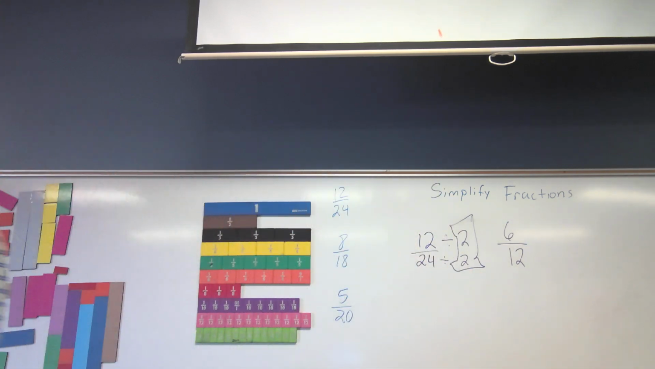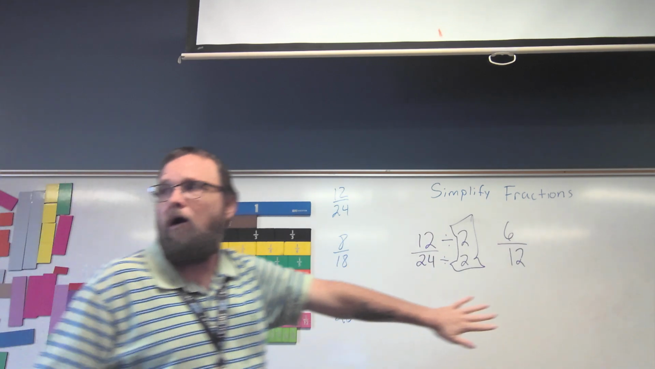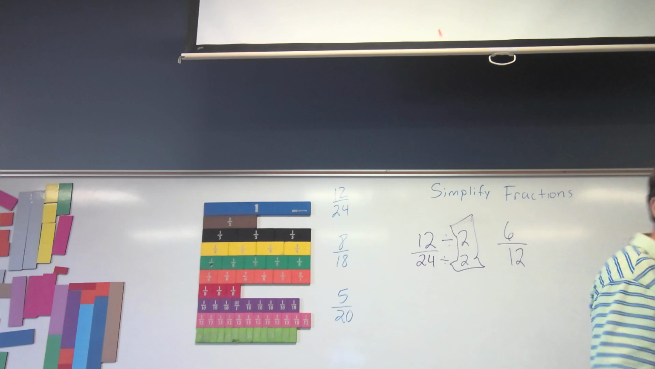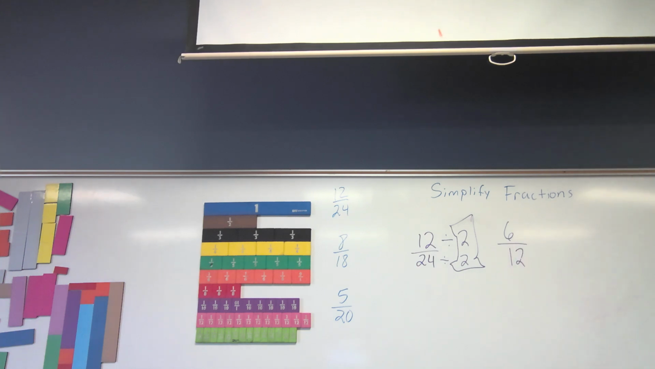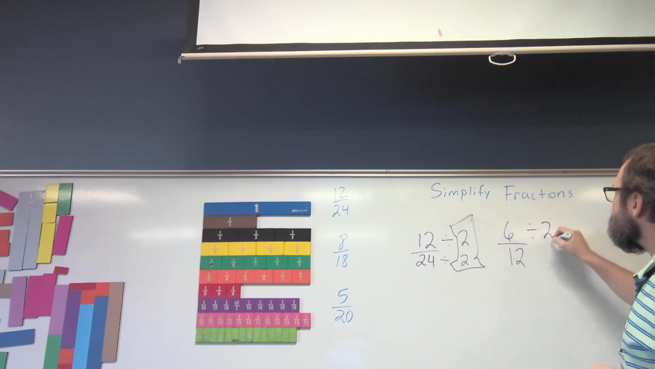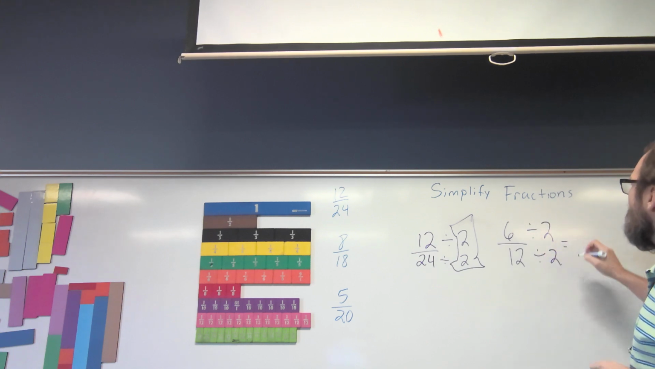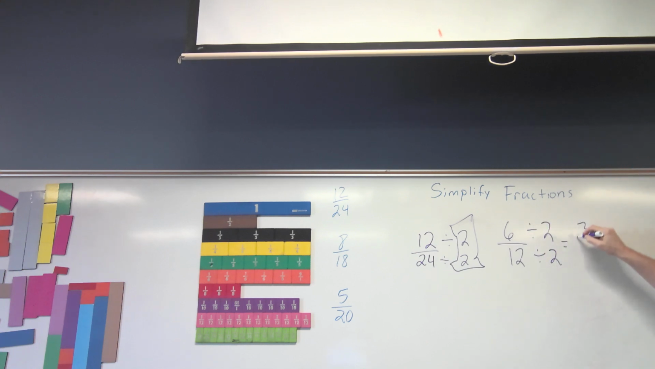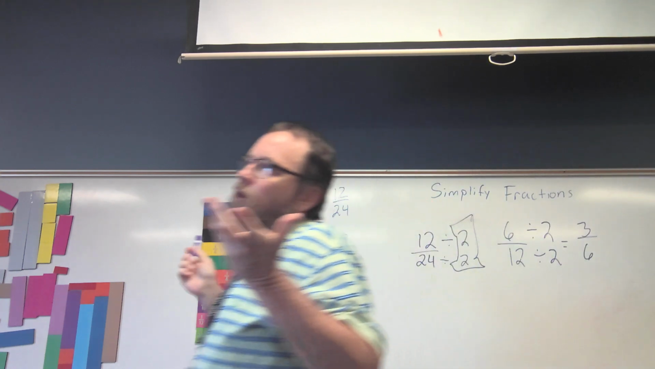and we're not looking at 1. Something that divides into both 6 and 12, not including 1. Grace? 2. They're both even. If we use our divisibility rules, they're both even. And 6 divided by 2 is 3. 12 divided by 2 is 6. We don't know if we're done yet.